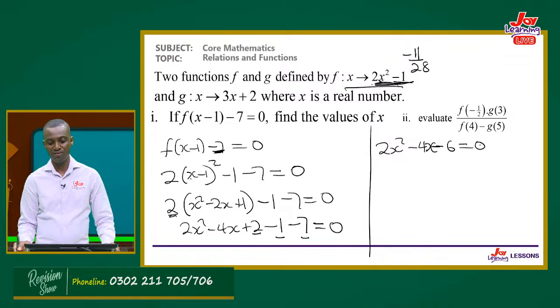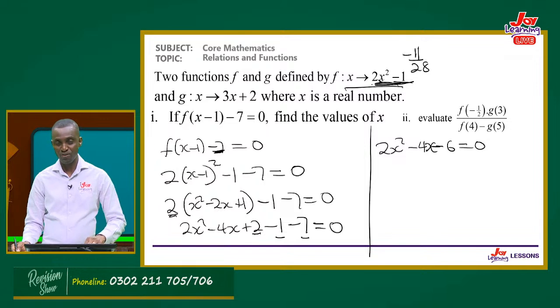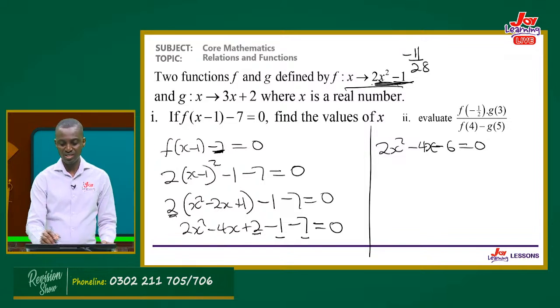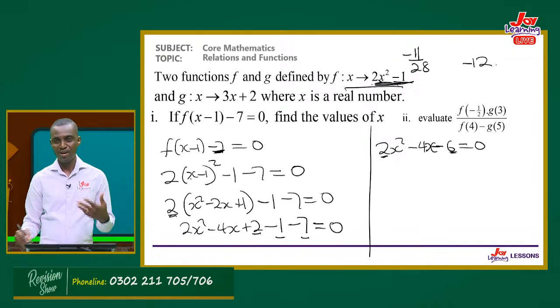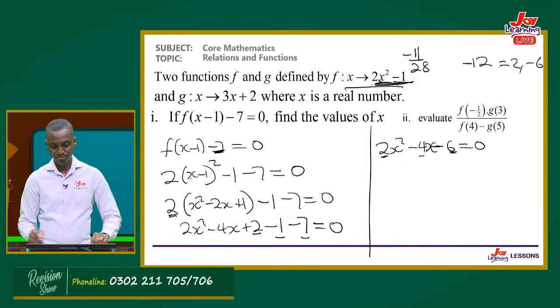So this is what we have as a quadratic equation. Then we try solving it, and to do that we always pick the 2 and multiply by 6 to give us negative 12, and find the factors of negative 12 that when we add we get negative 4, and when we multiply we get negative 12. That is going to give us 2 and 6.